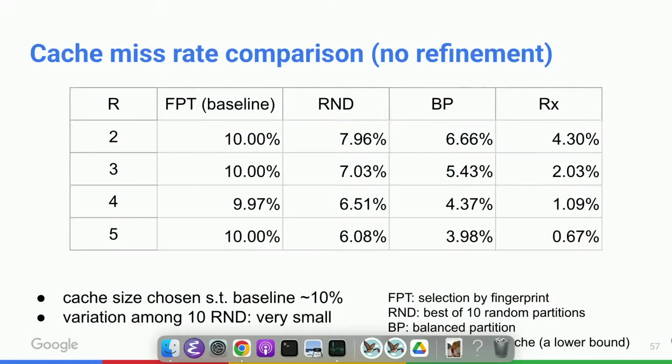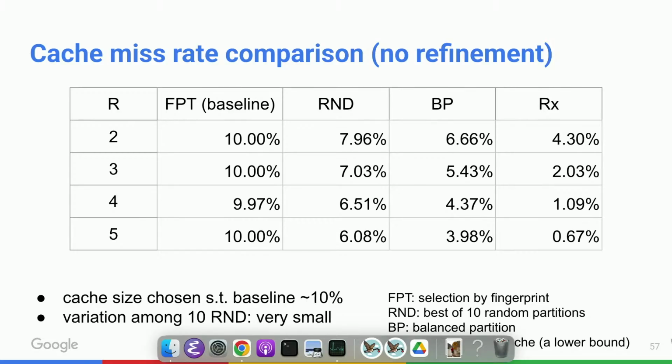Okay, simulation results. We compared several different things, so different numbers of replicas and different routing algorithms. This is the one that was used before we ever got involved with load balancing. This is just taking a fingerprint of the query and routing it there. So basically random, but if you had a repeated query, it'll go to the same place. And we tuned the cache size so that the miss rate there would be 10%.